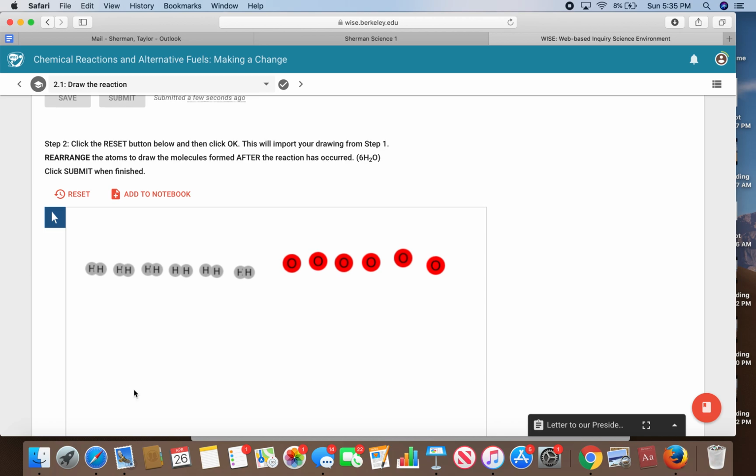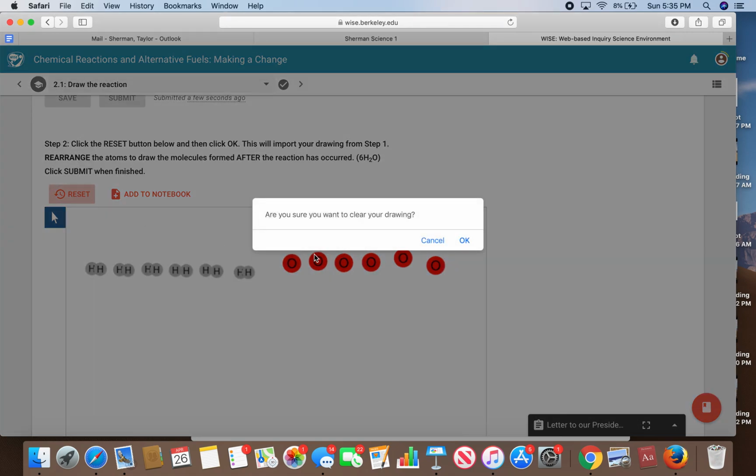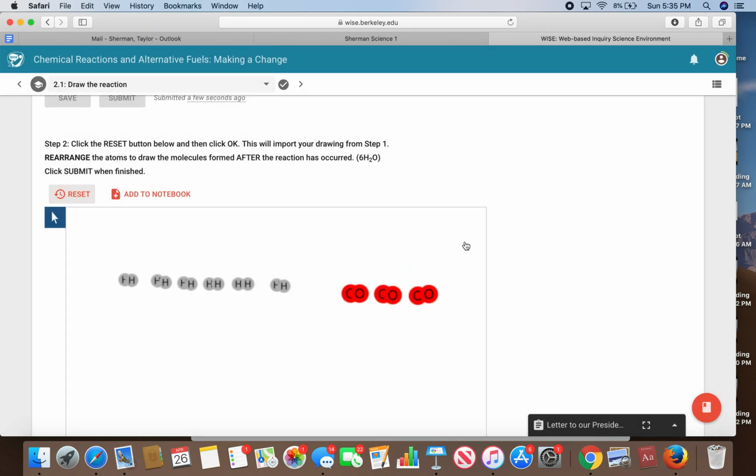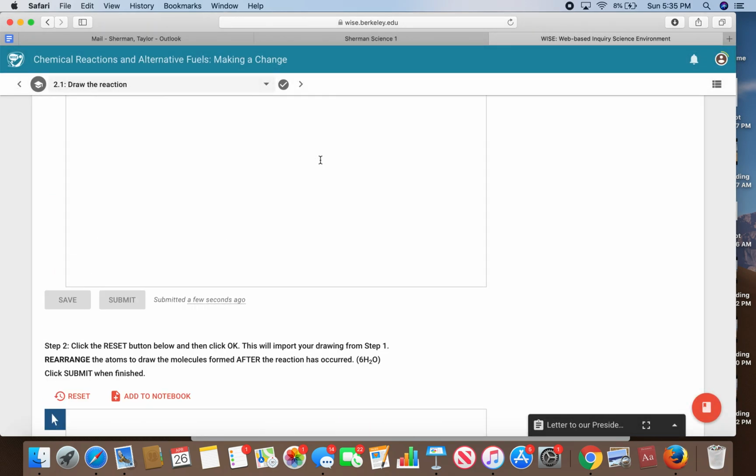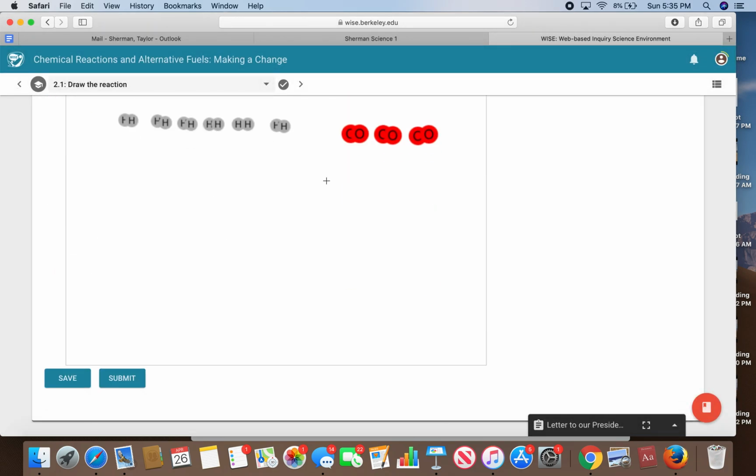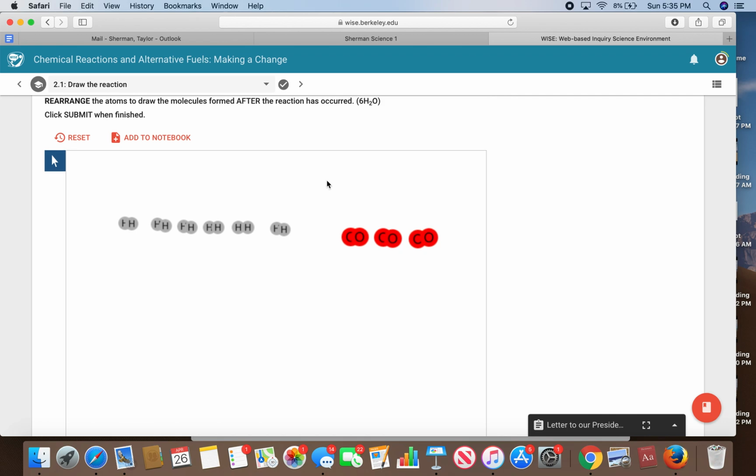Then now it says step 2. It says click the reset button below, then click OK. Because that's my other one. Oopsies. We'll click reset. So it just gives you the equation from up here. And perfect. So we're actually not going to add any other molecules. We don't have that option.